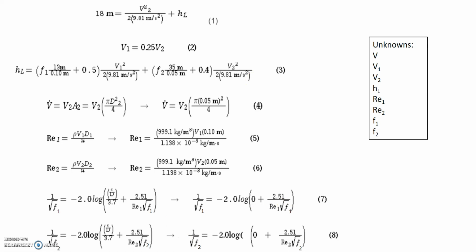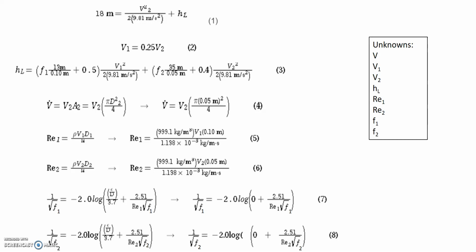I guess you can pause the video over here and look at all the 8 equations and make sure that they make sense to you. Okay, so we have 8 equations and 8 unknowns. The unknowns being the volumetric flow rate, the velocity in the two pipes, the total head loss, Reynolds number in the two pipes, and the friction factor in the two pipes. These are our 8 equations and 8 unknowns. So we know that this system of equations can be solved.